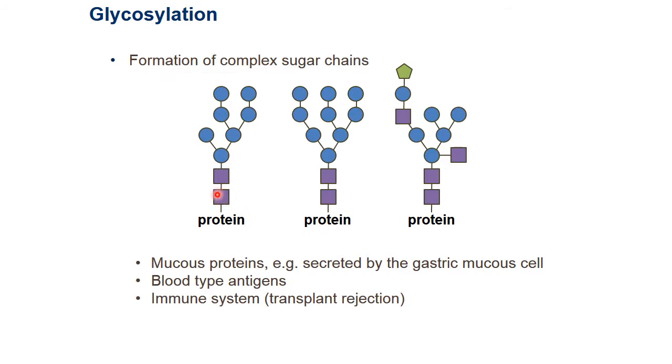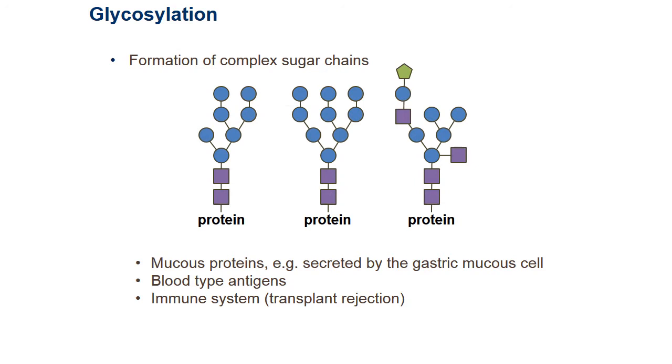After the addition of the first sugar moiety, the subsequent addition of simple sugars can result in these long and complex glycosylation patterns. So each addition is facilitated by specific enzymes. And it should be noted that these glycosylation patterns can be very distinct between individuals.